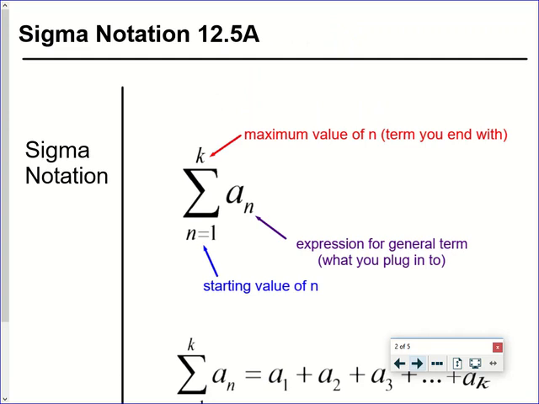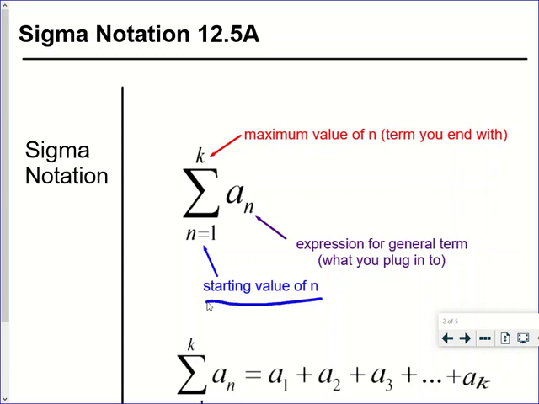So for sigma notation, you can see it's a capital E, that's a Greek sigma. And you can see how everything's kind of labeled. So the N is going to be the starting value, and then the K is going to be the maximum value, or you could think about it as the term that you end with. And then the A sub N, you guys should be used to from everything else that you've done. That's just your general equation that you are going to use to plug into your formula. So this is what all of your problems will look like today in the sigma notation.